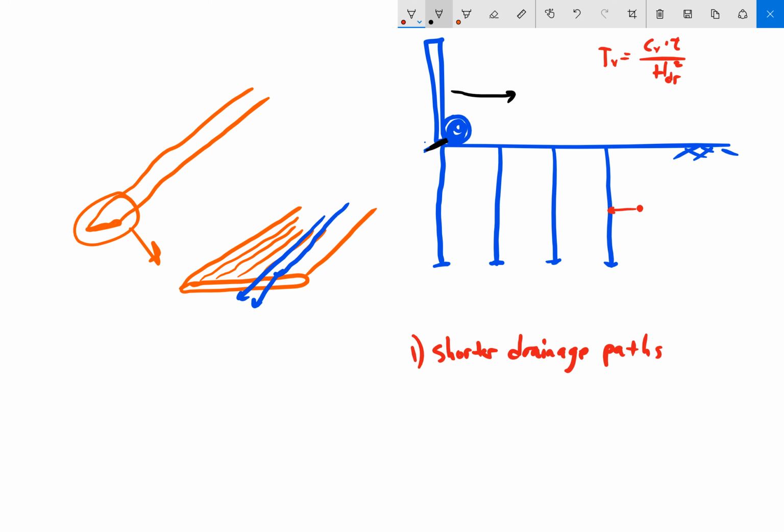We're causing the water to drain horizontally now instead of vertically. And the second thing is that now we're taking advantage of higher conductivity, because we're forcing the water to move horizontally instead of vertically through the soil.